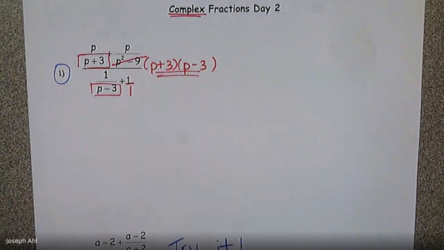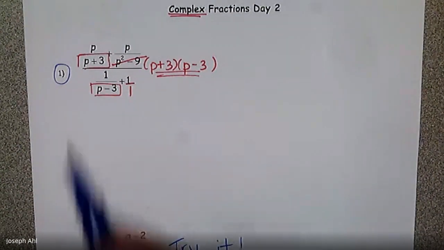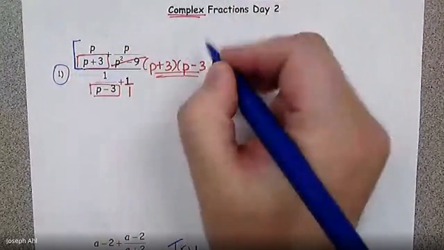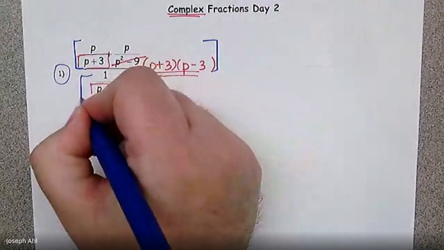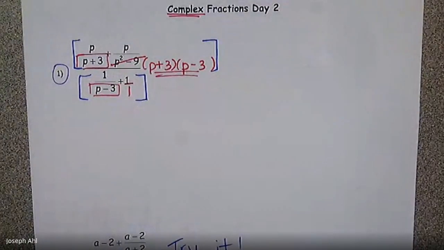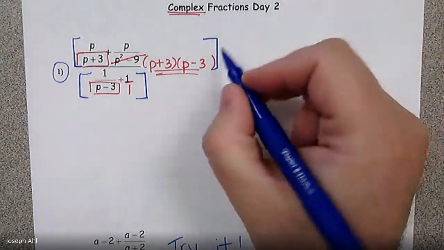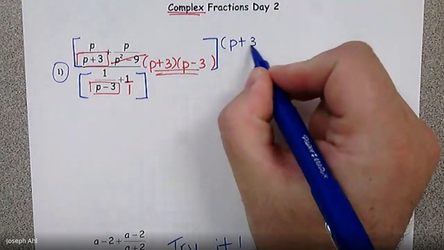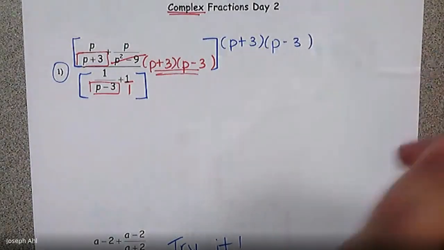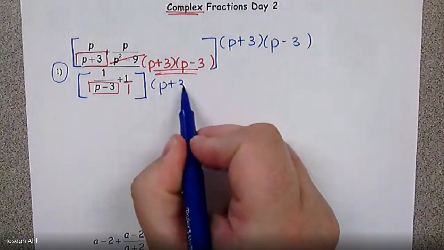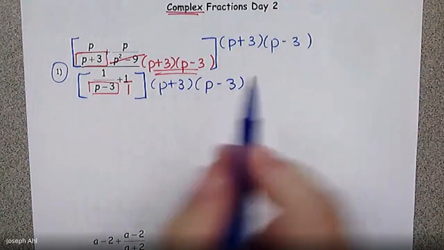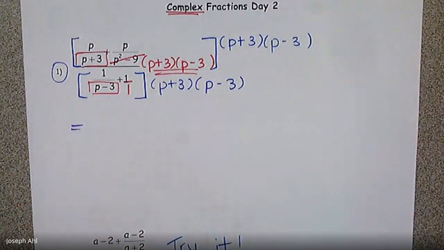So if we've established that as the LCD, you have to multiply the top by the LCD and then the entire bottom by that LCD. Sorry if this is getting a little messy, but we're going to multiply the top by p plus 3, p minus 3, and then do the same thing in the denominator. And let's write down what that result looks like.